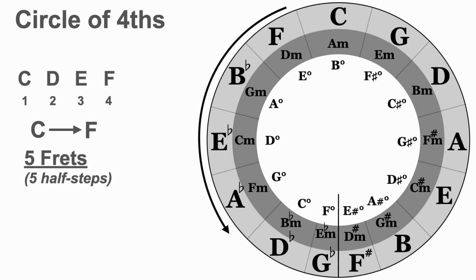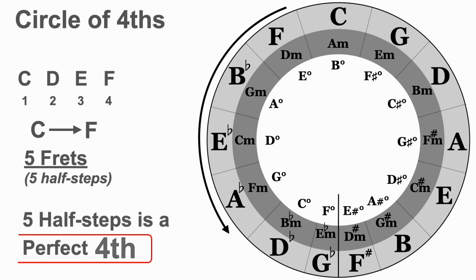Now, just as 12 frets has a name, which is called an octave, we know that 7 frets has another name, which is called a perfect fifth. 5 frets also has a name. And 5 frets, or 5 half steps, or 5 semitones, the name is perfect fourth. And because of this is why there will be times when this is referred to as the circle of fourths. It's because of this opposing direction.